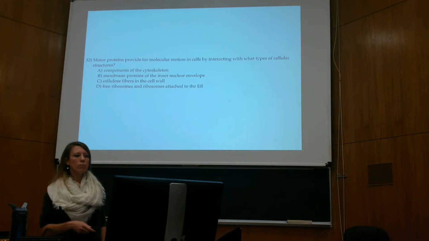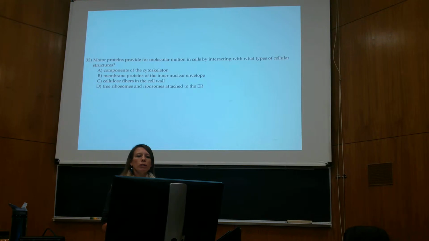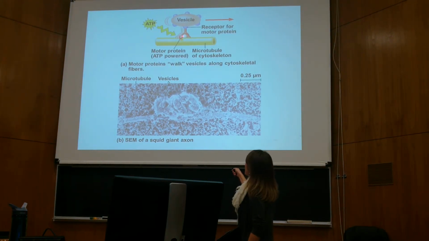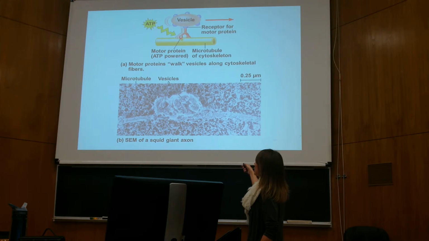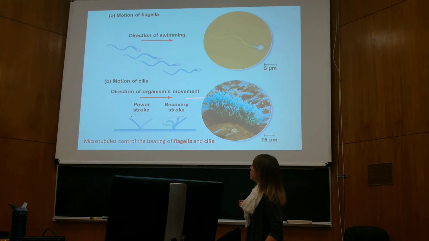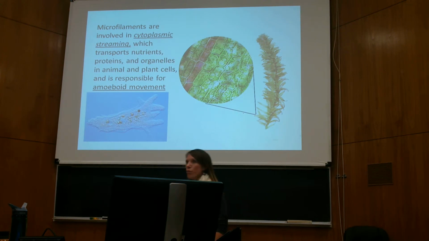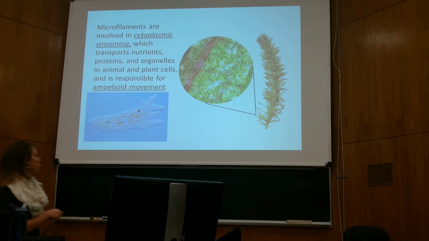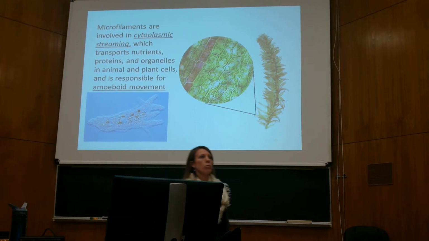Motor proteins provide the molecular motion in cells by interacting with what type of cellular structures? A, cytoskeleton, right? So let's talk about these motor proteins. They can bind to different things in the cell, like vesicles or even organelles, and use ATP, and will move along some part of the cytoskeleton. Here's a microtubule. We talked about how microtubules are used along with these motor proteins for flagella and cilia, and how microfilaments are used to move, responsible for the amoeba's movement and cytoplasmic streaming, and all this uses those motor proteins, right?